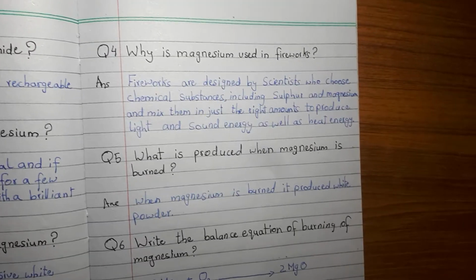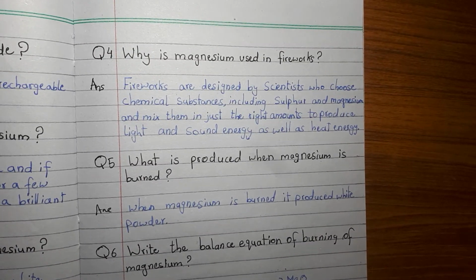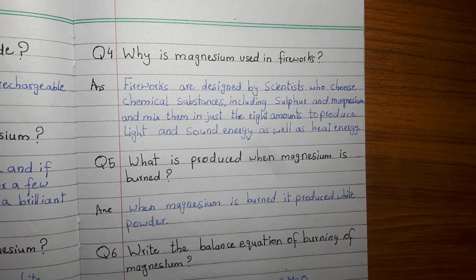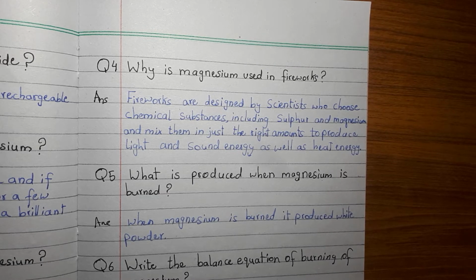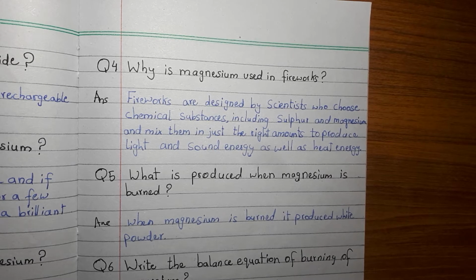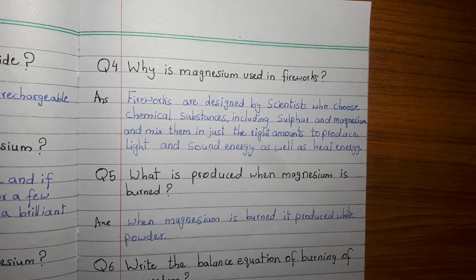Why is magnesium used in fireworks? Fireworks are designed by scientists who choose chemical substances including sulfur and magnesium and mix them in just the right amount to produce light and sound energy as well as heat energy.